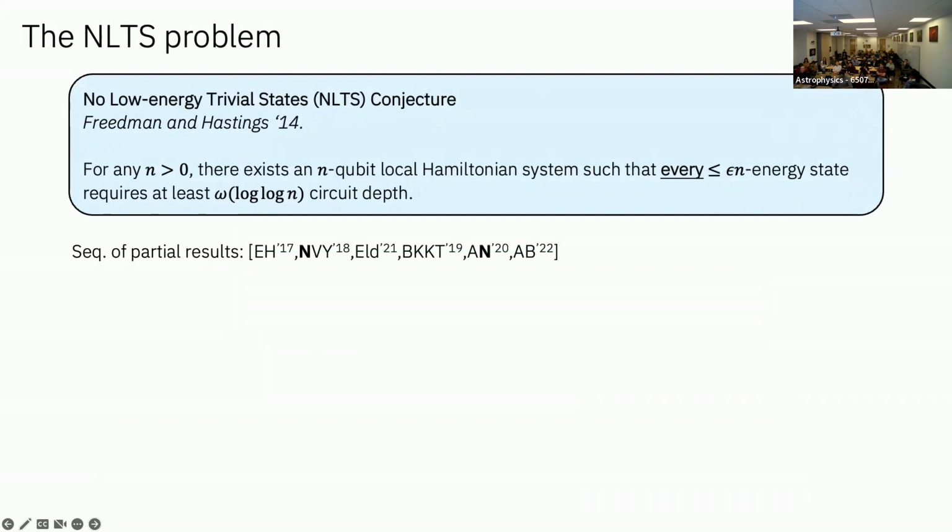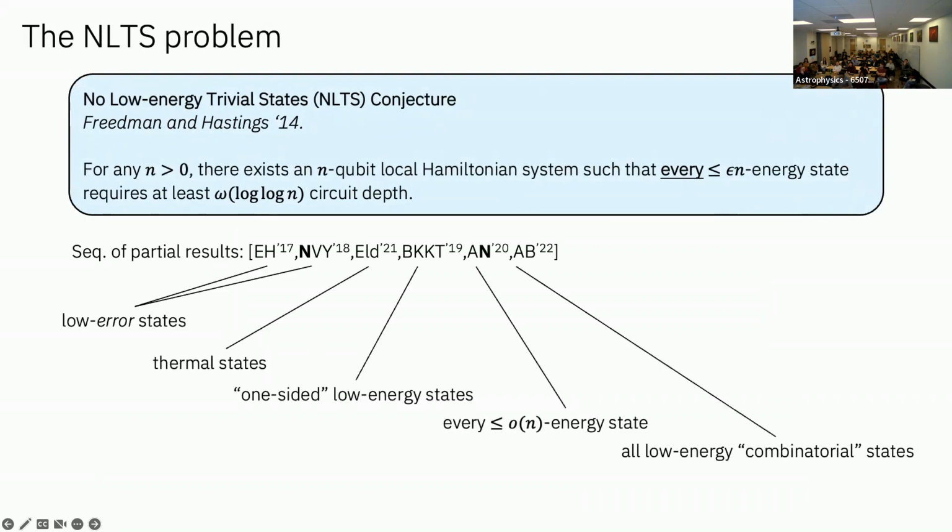And there was a lot of work on this, many different things. At the heart of these were computer science ideas that went into play, because the goal was to prove a circuit depth lower bound, which is a computer science notion, so we used a lot of tools from computer science to prove this. The only problem was that through this collection of works, we were able to prove lower bounds on larger and larger sets of states, but the target of proving it for all low energy states was not satisfied.